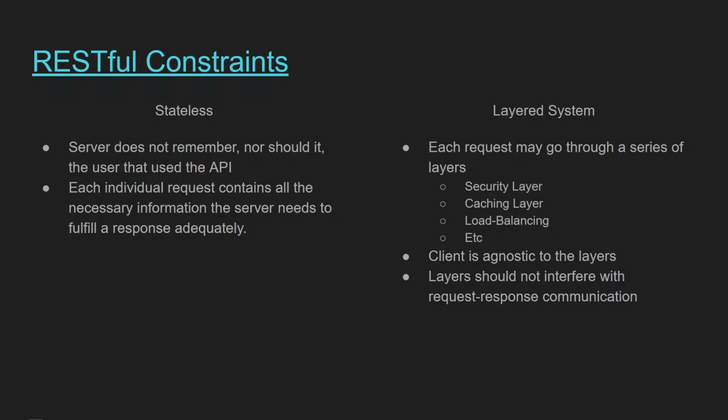The client, basically the browser, your mobile phone, doesn't care about those layers. It's agnostic. The client's just, yo, can I have this resource? It doesn't know that it went through a security layer, a caching layer, a load balancer. It doesn't care. It's just like, yo, can I have this resource, please? Can I have my profile pic? That's all I want, right? And the server should respond. It should not be like, oh, I'm gonna go through a security layer. No, no, no. The client is agnostic to all these layers, okay? And the layer should not interfere with the request response communication.